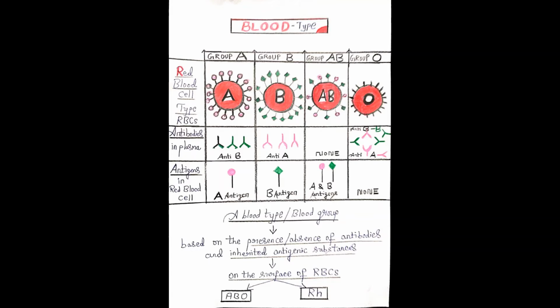Observe the last column, that is blood group O. Both antibodies are present, antibody B and antibody A. But antigens are absent. Therefore, group O can donate blood to ABO blood group. That's why group O is considered as universal donor. So blood group is classified into two groups. Observe the last line, ABO blood group, and one more is RH blood group.